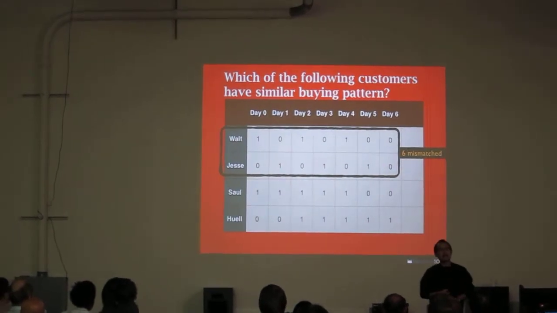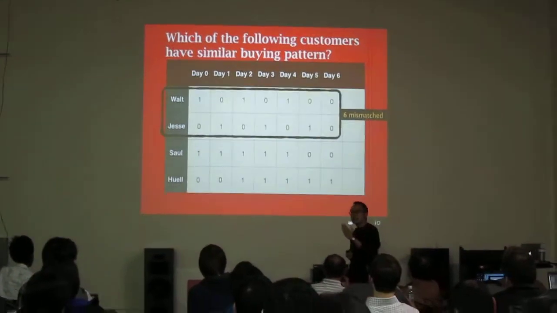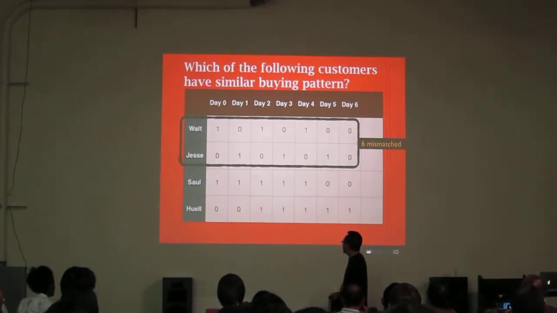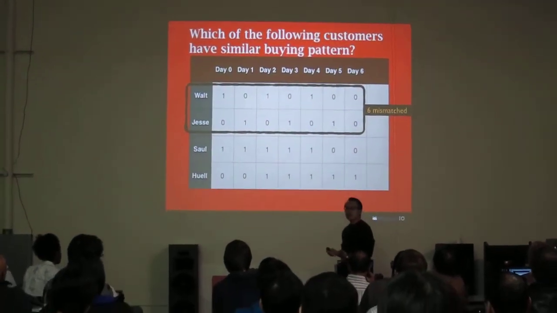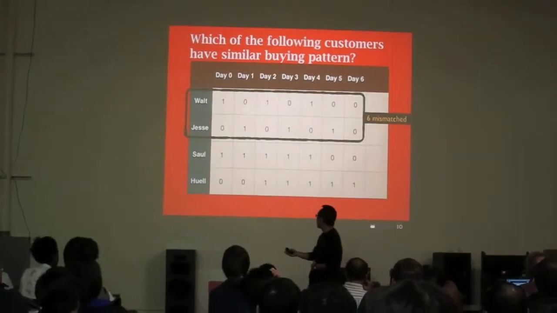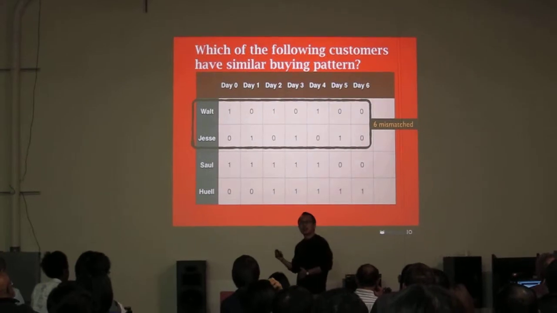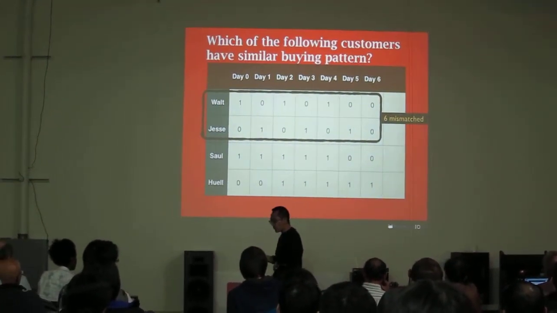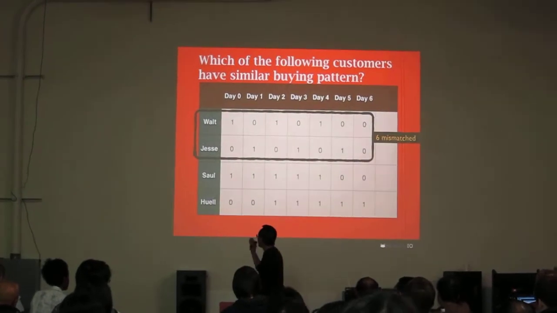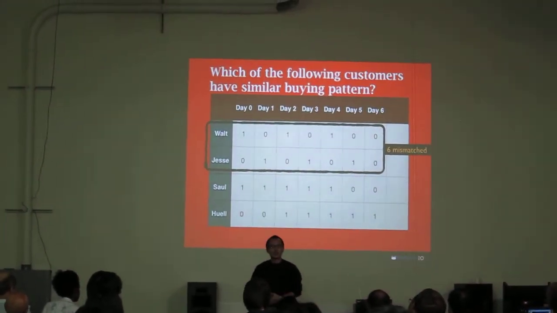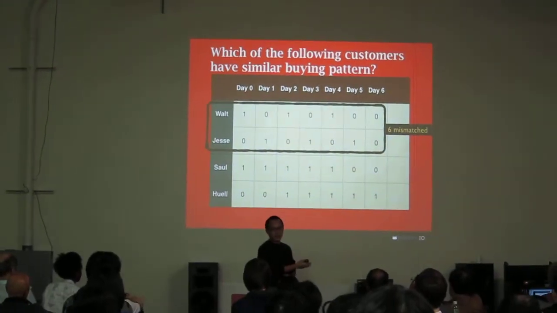If we take time as an absolute value, as we see in the stock market, we see some very weird things. When we try to compare the difference or similarity between Watt and Jesse, we see there is a lot of mismatch. For every point in time, either Jesse or Watt is buying things, but they never buy things together, so there are 6 mismatched pairs.